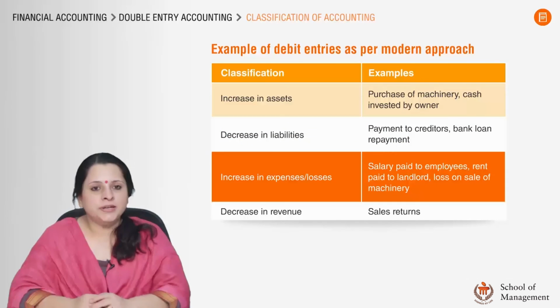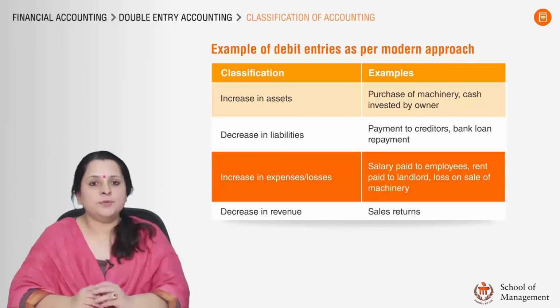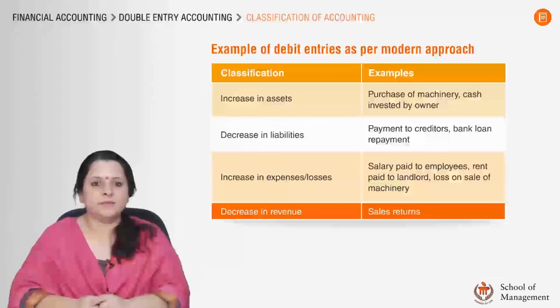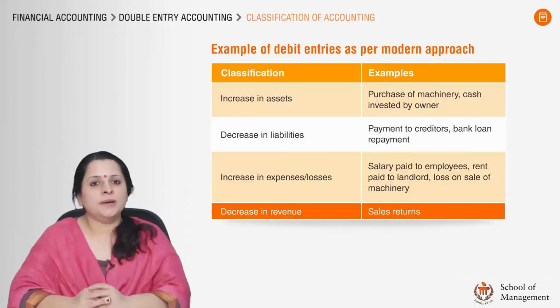Transactions that lead to increase in expenses or losses such as salaries paid to employees, rent paid to the landlord or any loss on sale of machinery have to be debited while preparing journal entries. Transactions that cause decrease in revenue, for example sales returns, have to be debited at the time of preparing journal entries.